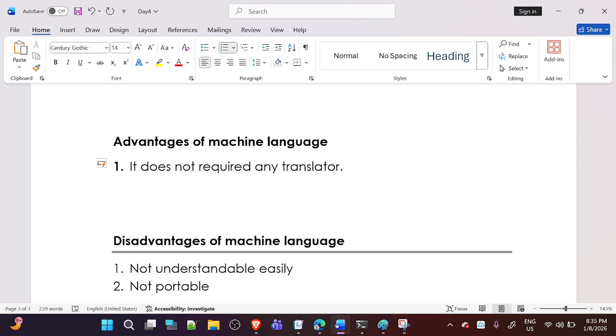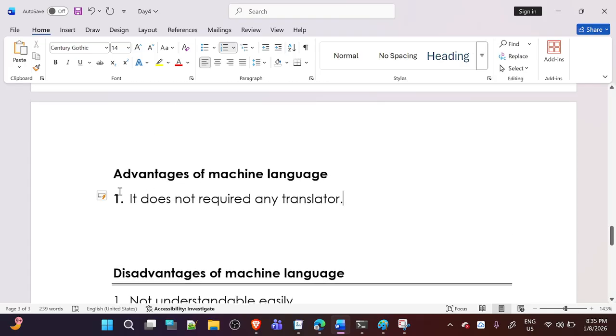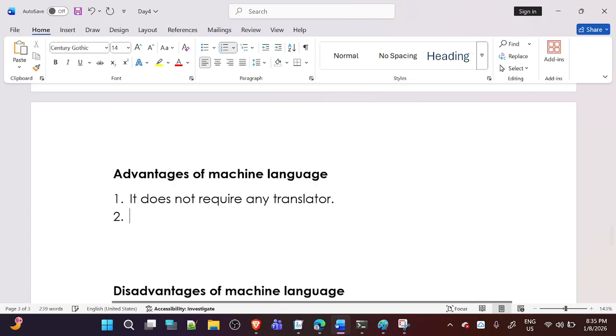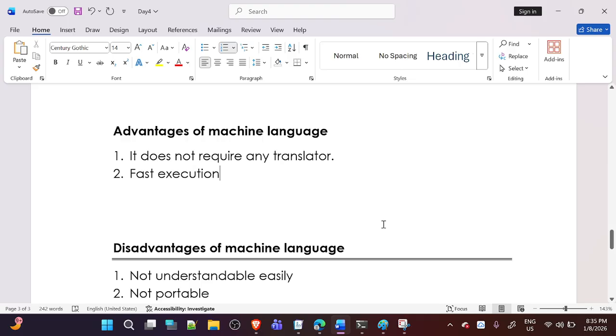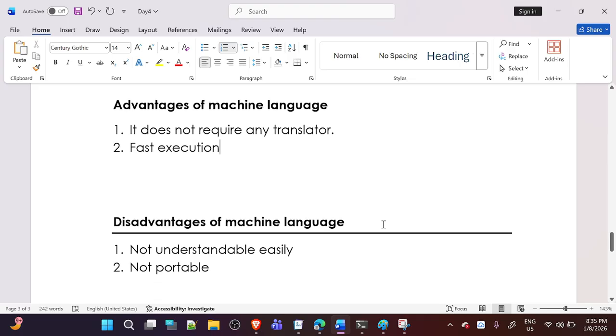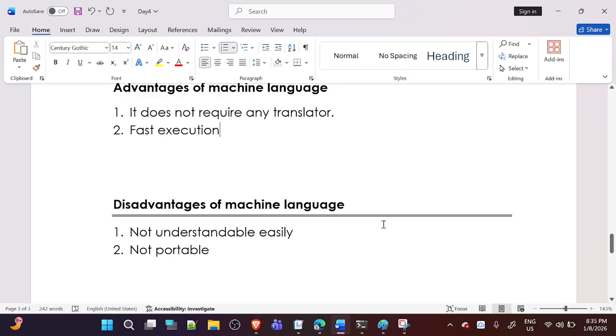Because we are getting fast execution. Yes, yeah, there is fast execution. That is also correct. Low level languages are near to the machine and execute fast. So that is also an advantage, right?